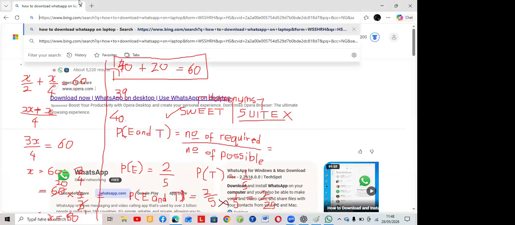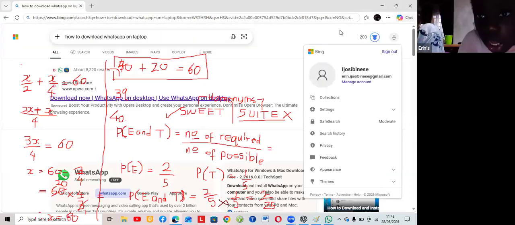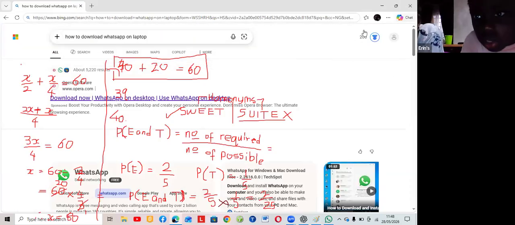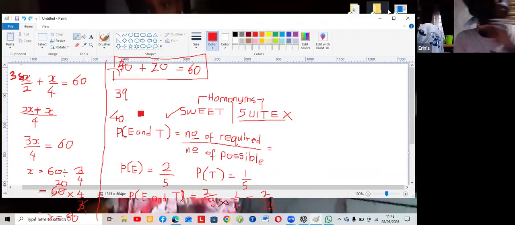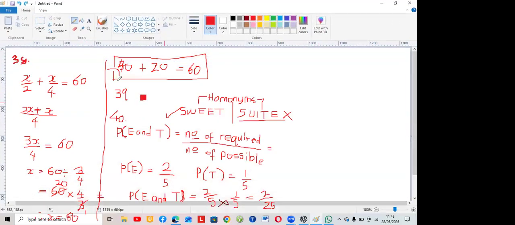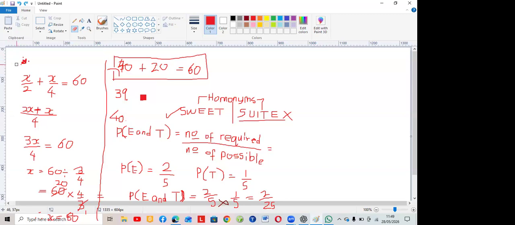Faith, leave that thing on paint now. What is the problem? Leave it on paint. I didn't press like Control Z. Which one is Control Z? Yeah, she pressed Control Z. Control Z made paint minimize. Is that what you're telling me? My laptop is very sensitive. I see.